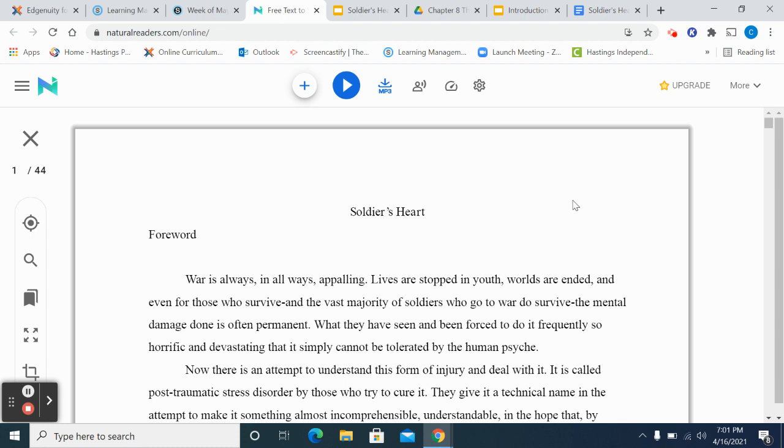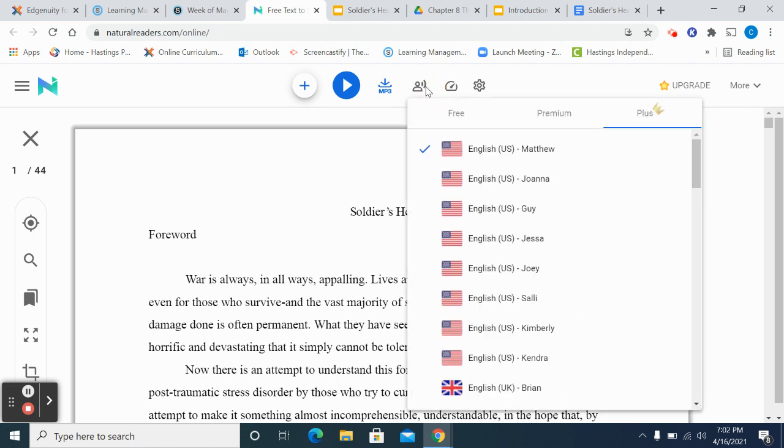So you have options. With Natural Reader, you can simply read it, Soldier's Heart, foreword. War is always and always appalling. You could read it. The other option is you can have it read to you. There's a few options, and I'm not quite certain what options you are going to have versus what I have. But the first thing is I would encourage you to keep the speed at 1.